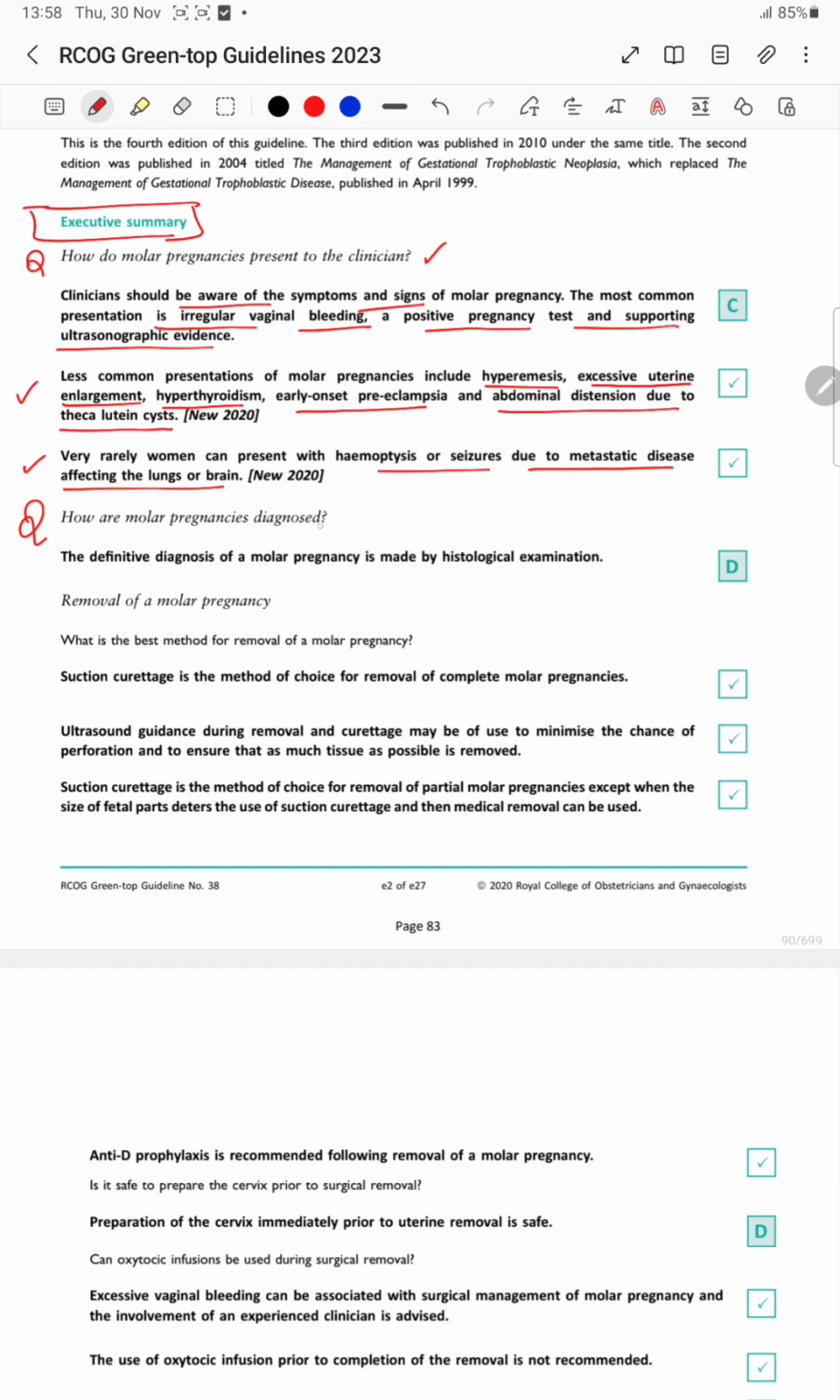How is molar pregnancy diagnosed? The definitive diagnosis of molar pregnancy is made by histological examination.